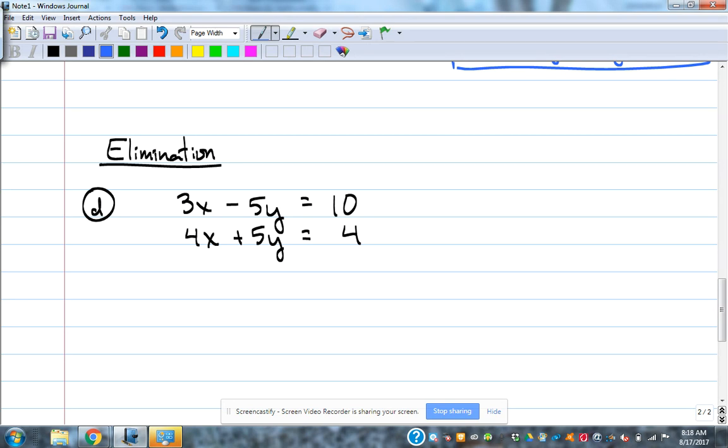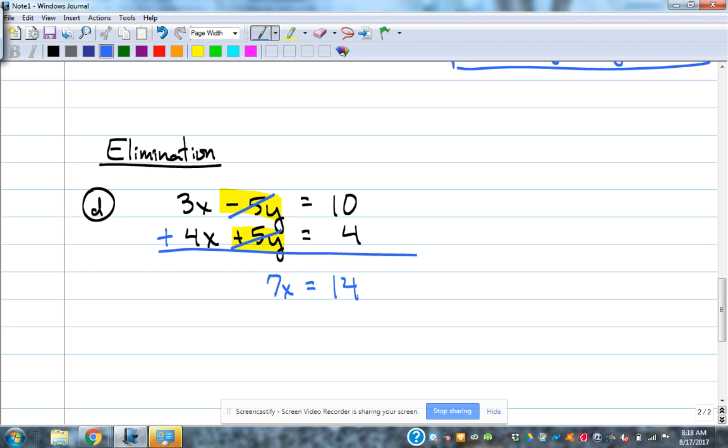But I look at this, and what do we see happening with the y's? One's positive 5y, one's negative 5y. So they're opposites. That's the key: you have to have opposites for something to eliminate. So if I add these two equations together, and I always add when I'm doing systems of equations, these two would cancel each other out. Negative 5y plus positive 5y, it's gone. Then 3x plus 4x would be 7x. 10 plus 4 would be 14.